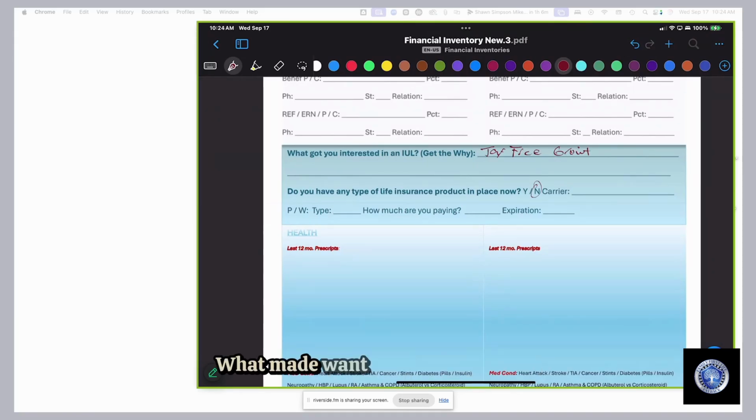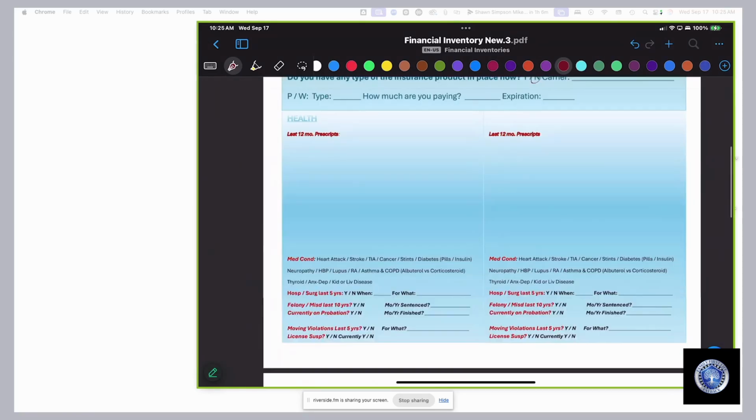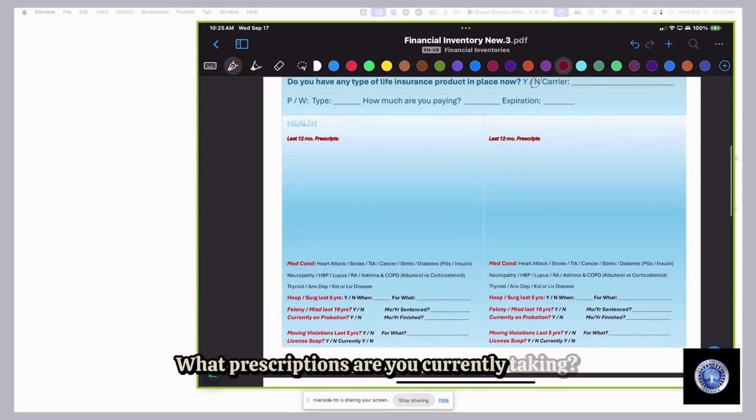Really? What made you want to look into the life insurance now? Well, I saw the ad about the IUL, how it grows cash value. I figured I need some life insurance, so maybe we'll kill two birds with one stone. Okay, cool. What prescriptions are you currently taking?